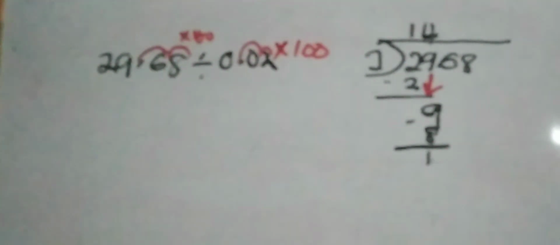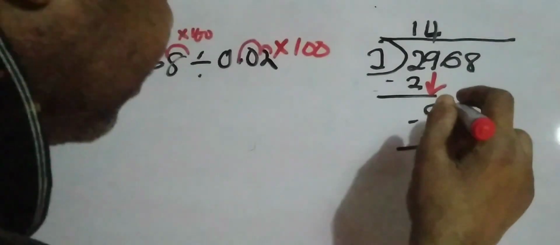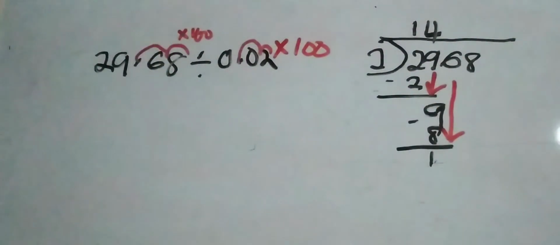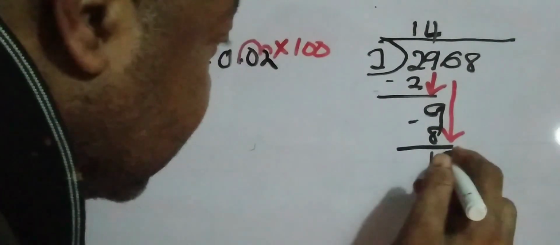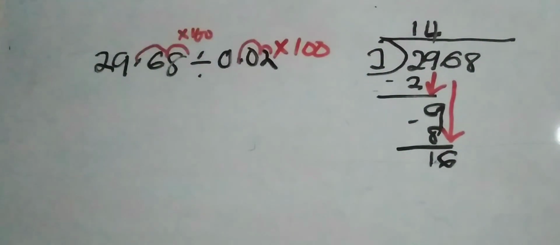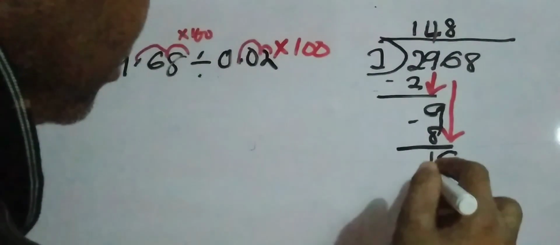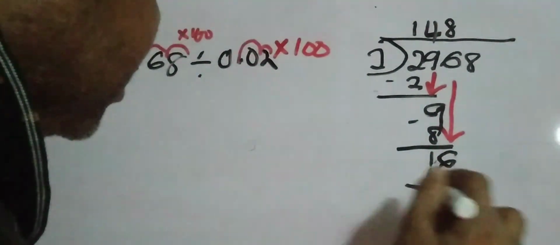The next thing to bring down is the 6. So the 6 is going to come here. Yes, because 2 can't go into 1. So bring the 6 down to join the 1. So we're going to say 2 into 16, that goes 8 times, 2 8s, 16.